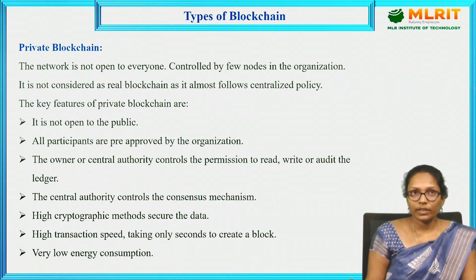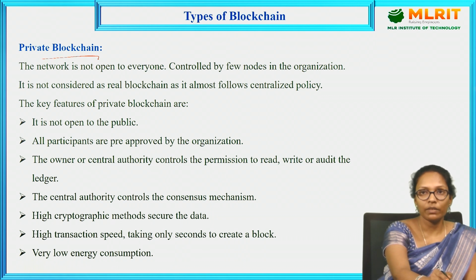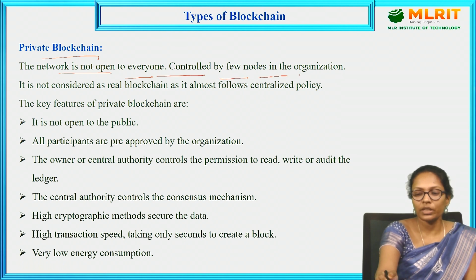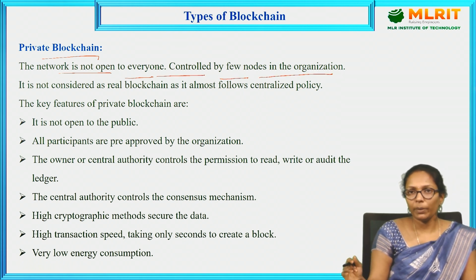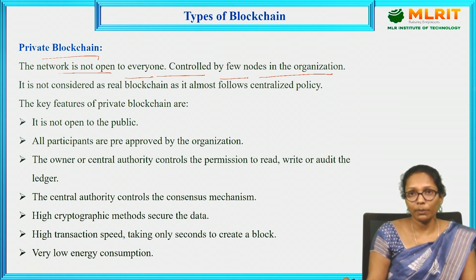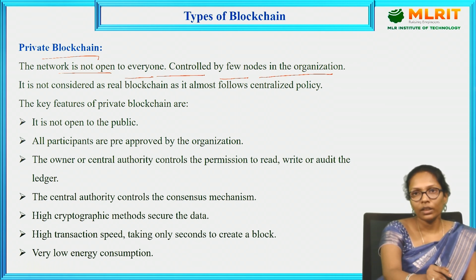So coming to the second blockchain, it is the private blockchain. The name itself is telling it is private. It is not open to everyone. The network is not open to everyone, and it is controlled by a few nodes in the organization. Generally this private blockchain, we can go for private institutions or private organizations. For example, if I want to design a blockchain for our college, I can go with a private blockchain. Why? Because some central persons will be there to monitor and validate all these transactions. So there we can go with a private blockchain.